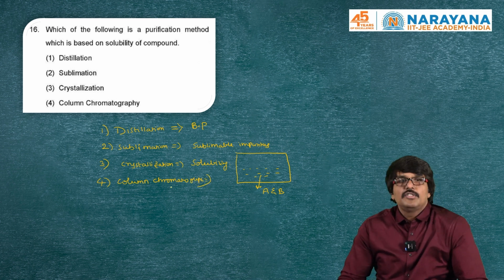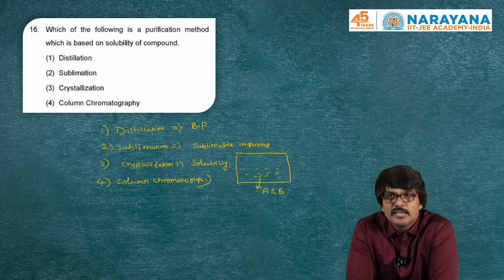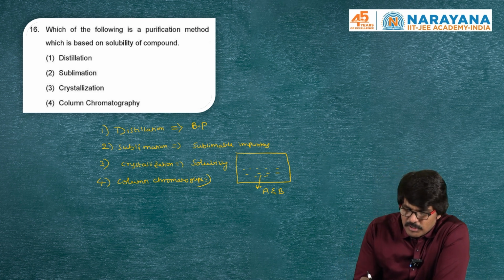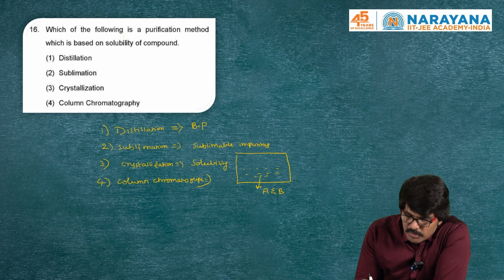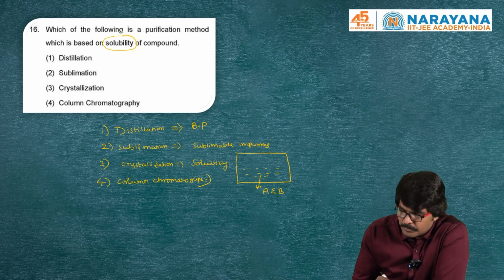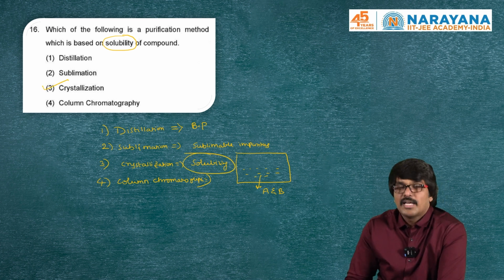So this technique we use when adsorption tendencies are different. But here, which of the following is a purification method which is based on solubility? So if solubilities are different, we use crystallization. So the answer will be 3.